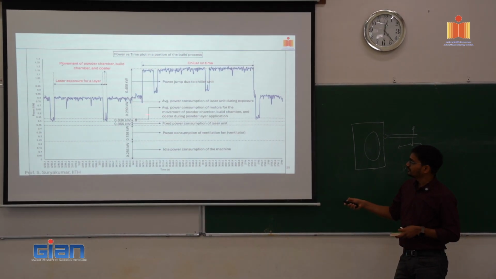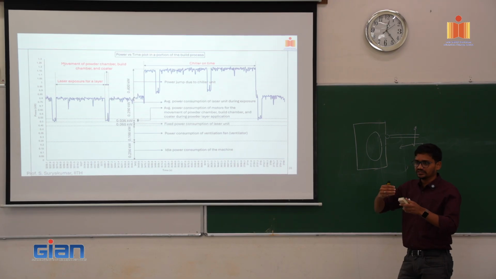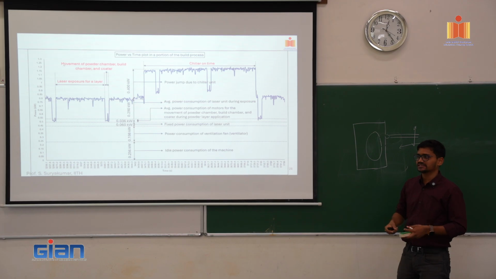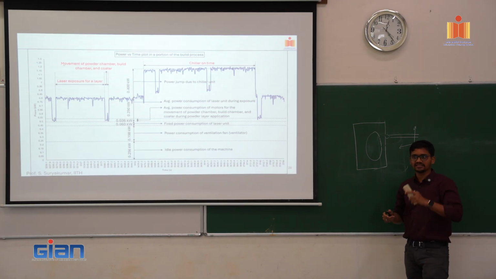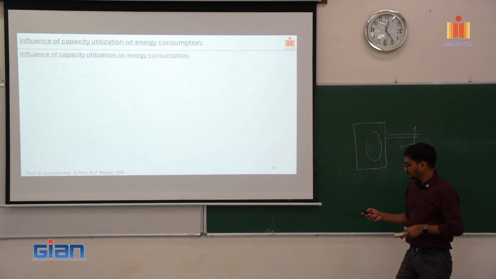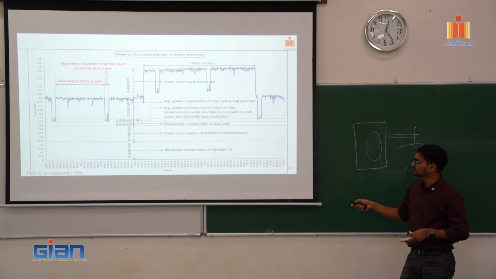This graph here shows how the energy reading changes when you are doing separate operations. This is the base operation. When you are turning on the laser, it jumps up. When you are turning on the chiller, it again jumps up. So basically from this graph you can calculate what is the energy for each step. From this graph it is clear that you cannot avoid these components, the idle power consumption or the ventilation.